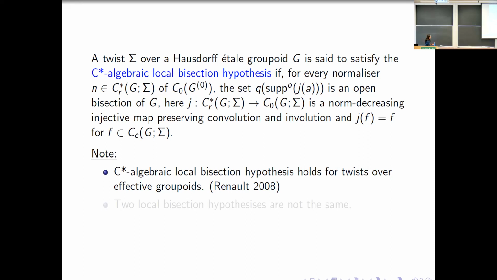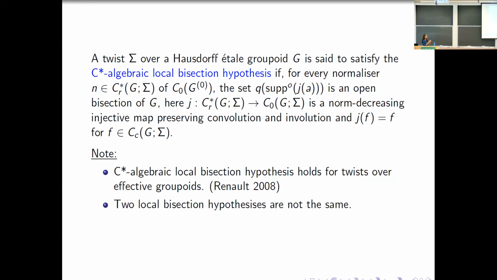And what we say is that if we look back at Renault's result, we see that this C-star algebraic local bisection hypothesis is automatically satisfied when we have a twist over an effective groupoid. So in a sense, if we start with an effective groupoid, and then with a twist, then the Cartan pair you have always automatically satisfies this C-star algebraic local bisection hypothesis, right?